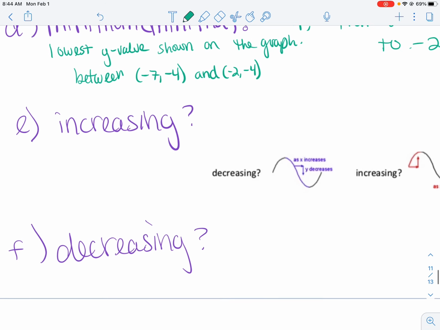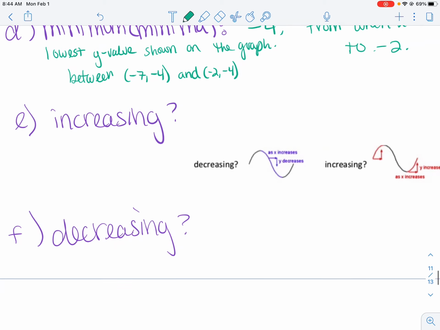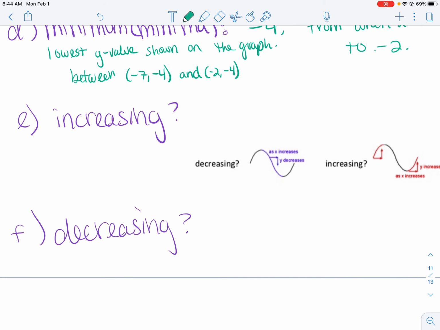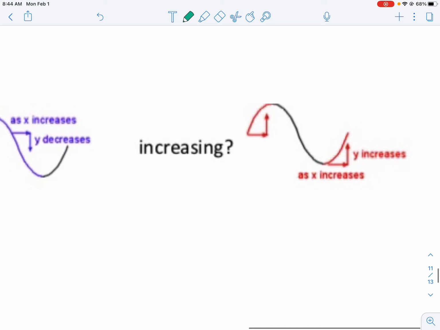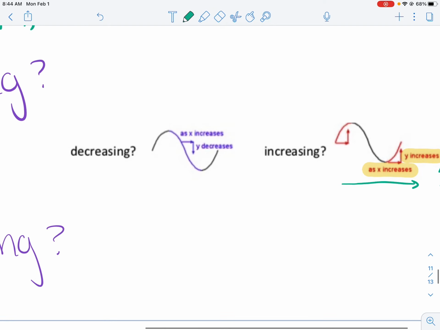The other thing we want to talk about are the increasing and decreasing portions of the graph. So for increasing, you want to look for places where as x increases, y increases. So as we go to the right on our graph, where is the graph increasing? Where is it going up, right? Where would it have like a positive slope? And for decreasing, as we go to the right on our graph, where is the graph actually going down?